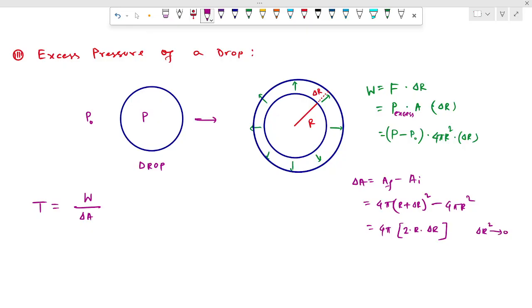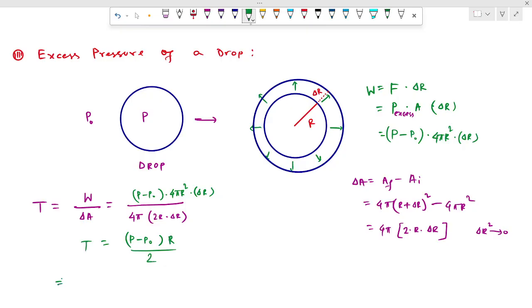Now if we put these values here, what we are going to get is P minus P naught times 4 pi r square delta r, and in the denominator we have 4 pi 2r delta r. You see, this 4 pi will be cancelled out. We will be left with P minus P naught, and one r will be cancelled out. Delta r will be cancelled out. So we will be left with this only.